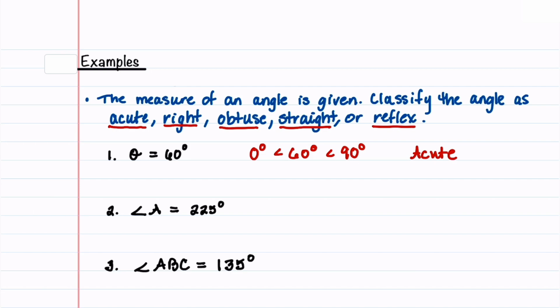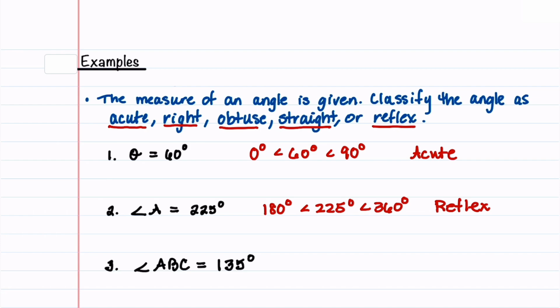The second one, our angle is 225 degrees. So we say, okay, 225 degrees is between 180 degrees and 360 degrees. So this one is a reflex angle. I always think that's the hardest one.